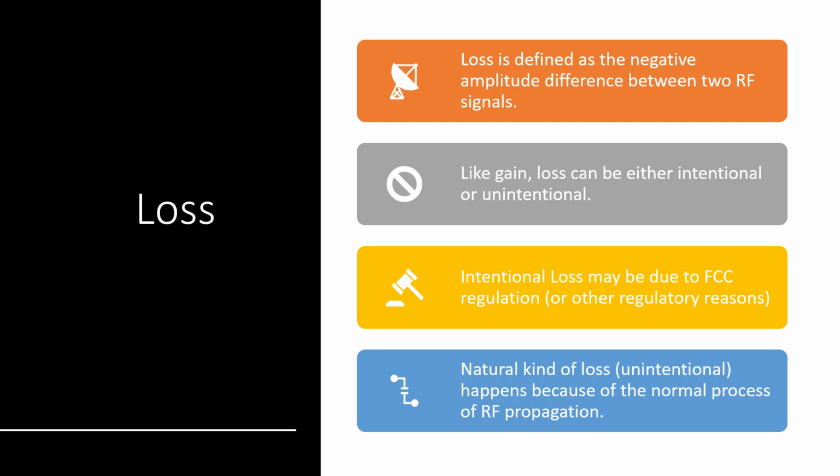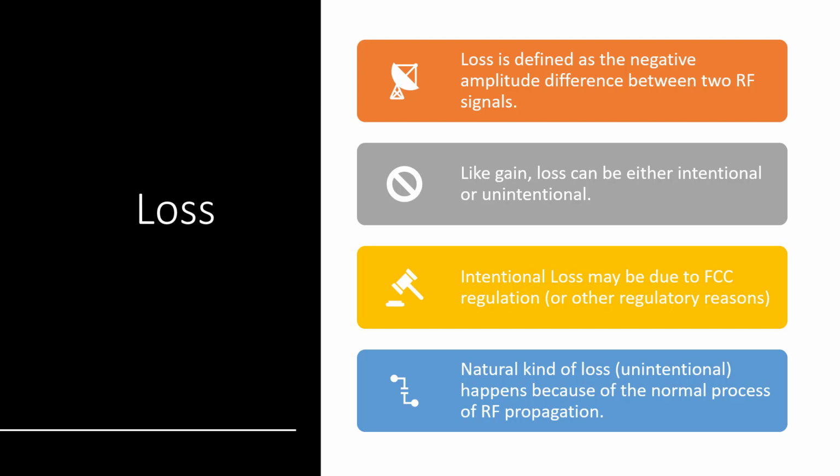That's a natural process. There may be circumstances where you need to intentionally regulate by introducing some loss. This could be due to FCC regulation. So they say that, okay, you can't have more than this much power in your signal, so you may need to reduce it by intentionally adding some loss.